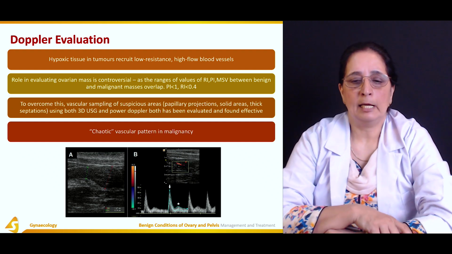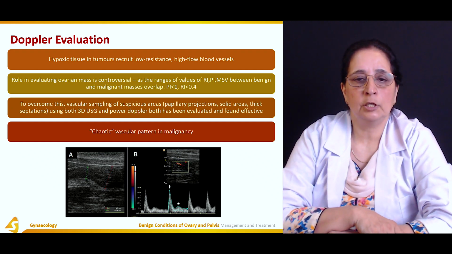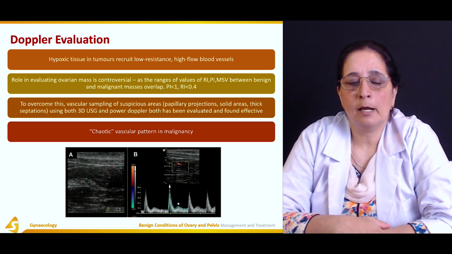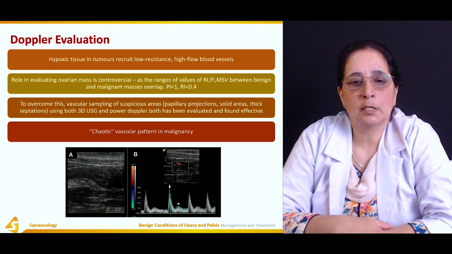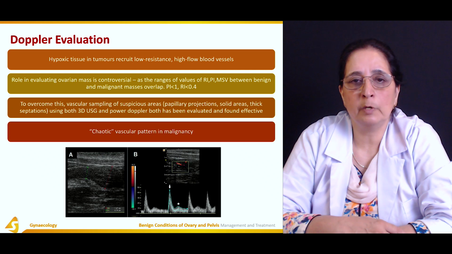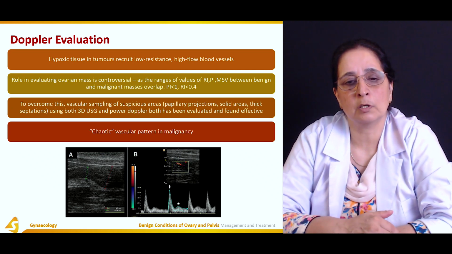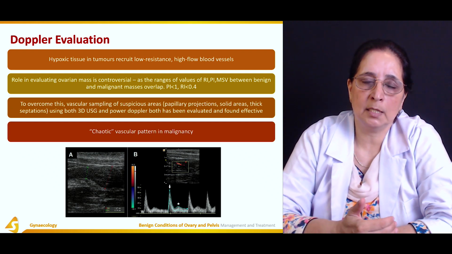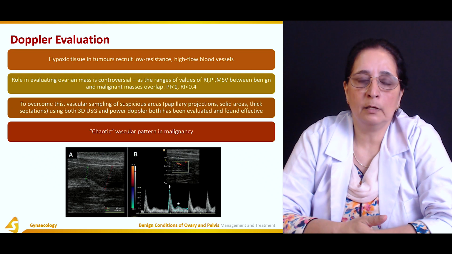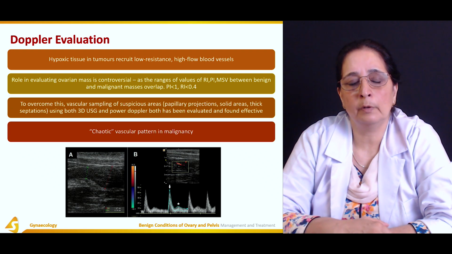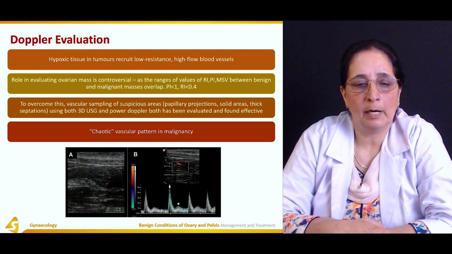Then the Doppler evaluation. Doppler is done to find out the resistance to blood flow and how the blood flows. Usually Doppler evaluation is done on hypoxic tissue. Hypoxic tissue is the tissue in which the blood supply or supply of oxygen is not enough. It helps to find out whether the blood flow is good enough, or what factors are blocking the flow of the blood. So, resistance to blood flow.